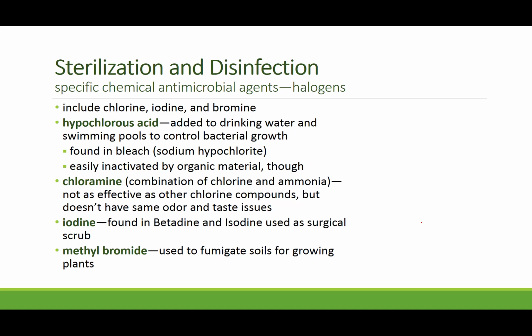And methyl bromide, which has the bromine atom in it, can be used to fumigate soils, like in a nursery or some other place where they're growing plants. You use methyl bromide in a gaseous form to fumigate the soils and kill off the fungi especially, but also the bacteria that are in the soils that you're trying to grow the plants in.